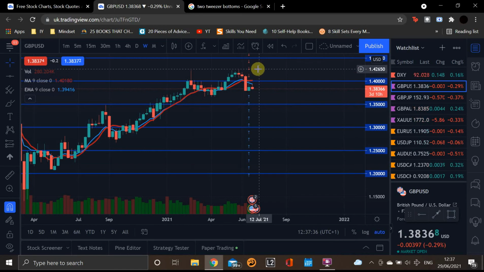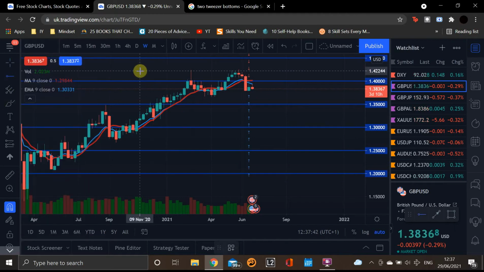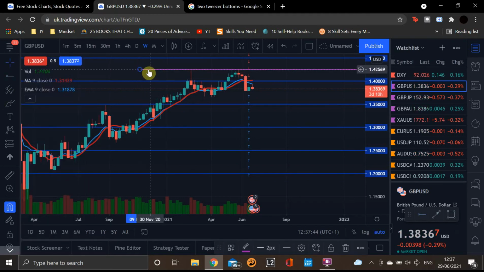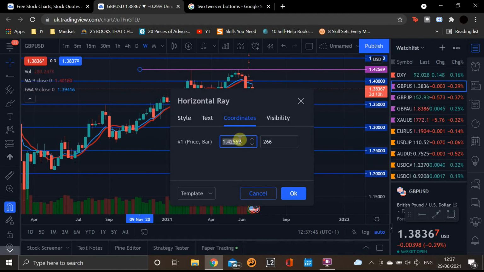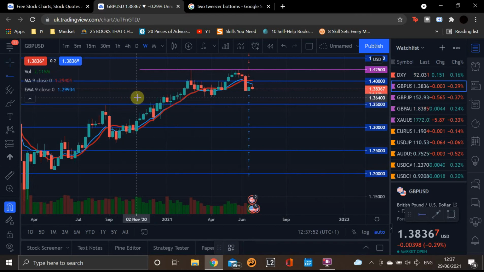So this is the halfway point between 1 and 4. So I'll mark that with a ray. I'll mark this one with a ray as well.